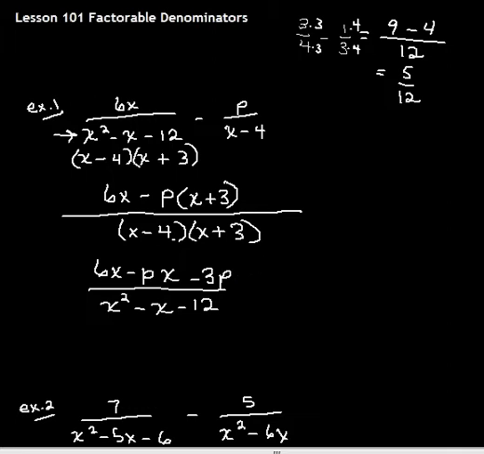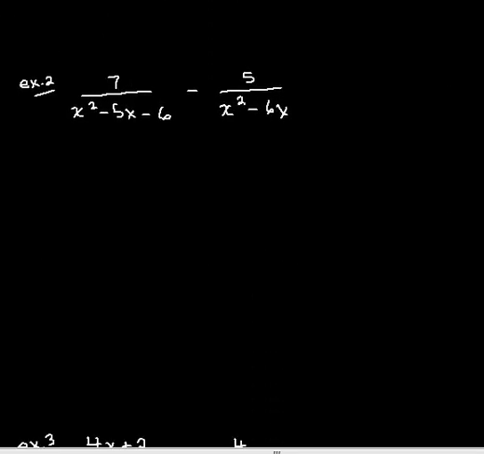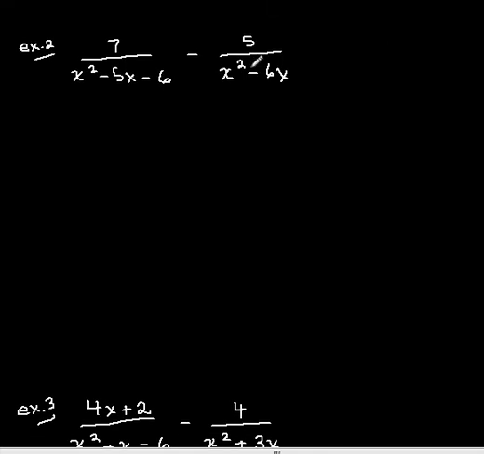Let's try one that's more complicated. This one has denominators, both of these can be factored. So this is factored into two binomials. X times x gives me this term. And we say what times what gives me 6, and when I subtract it, I get 5. So that would be 6 and 1.